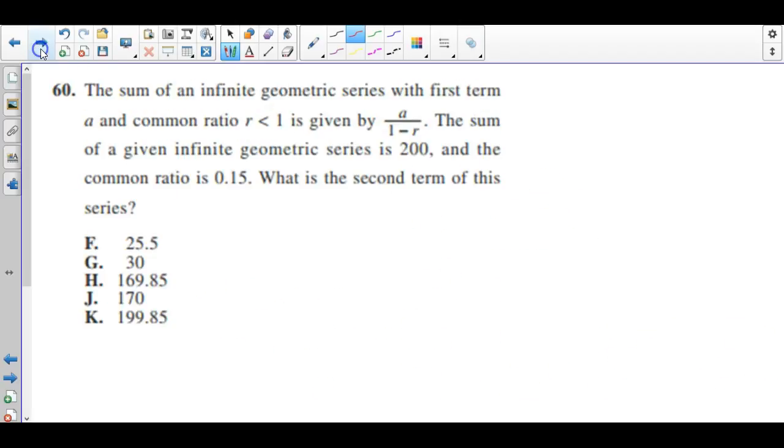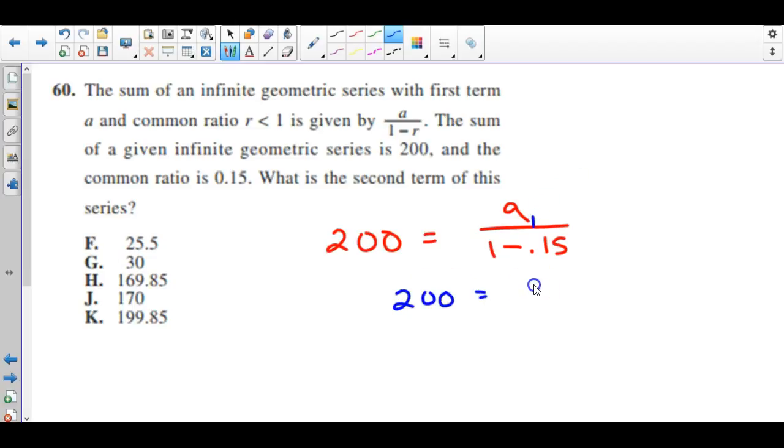And then lastly, the sum of an infinite geometric series with the first term a, common ratio r less than 1 is given by this formula. So again, they're giving you the formula. The sum of the series is 200, and the common ratio is 0.15. What is the second term of the series? So what I'm going to do is rewrite my formula first, just by substituting in the values that they're giving me. So 200, oops, I'm sorry, this is A1 by the way. 200 equals A over 0.85.